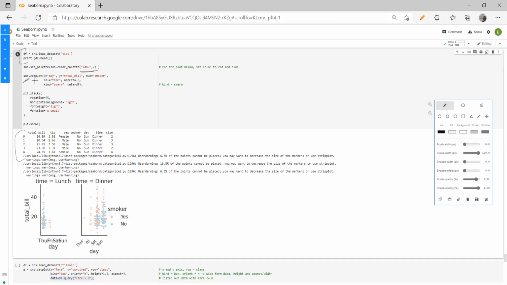So sns.catplot. We are doing a cat plot, and what is there on the x-axis? The x-axis is day: Thursday, Friday, Saturday, Sunday, because our data set only has four days. The y is the total bill, whether it was $20, $40, and so on. Hue is smoker, so we are showing whether it is a smoker or not a smoker.